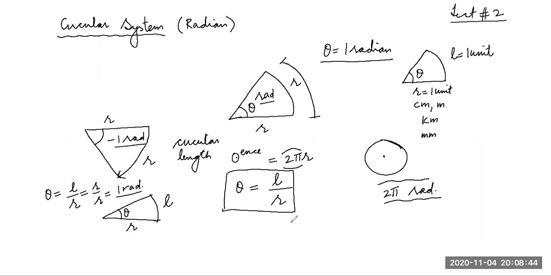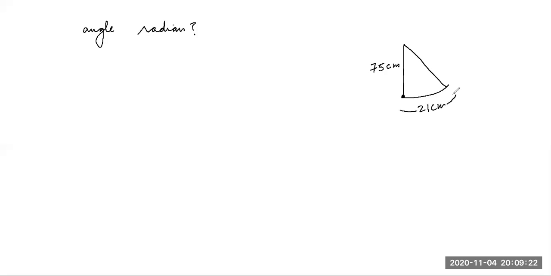Now we go for a small numerical. Find the angle in radians through which the pendulum swings. This is the pendulum of a clock. Its length is 75 centimeters and its tip describes an arc of length 21 centimeters. Again, this is the circular distance, the length of the arc, 21 centimeters.